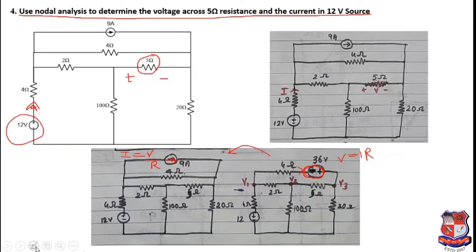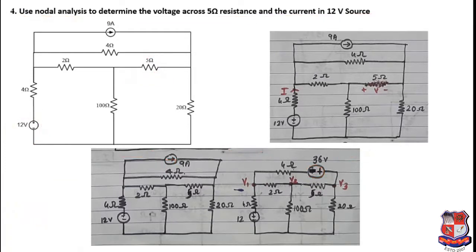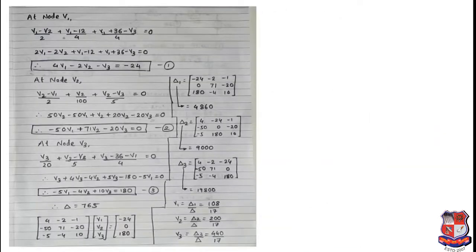So let me erase. So now you have three nodes. First is this V1, second is this V2, and third is V3. So you have to now write equations for each node. Okay. So let us solve. So at node 1, what will be the case? So it will be (V1 minus V2) by 2.